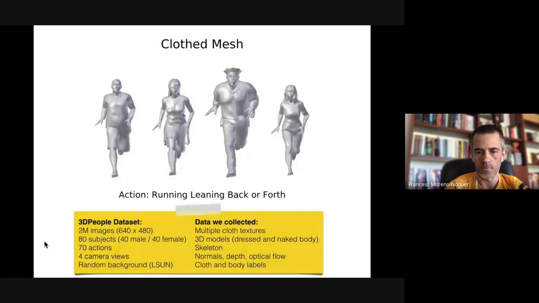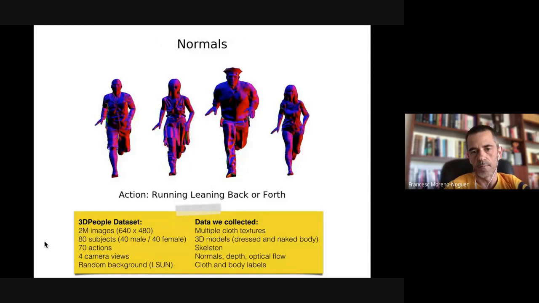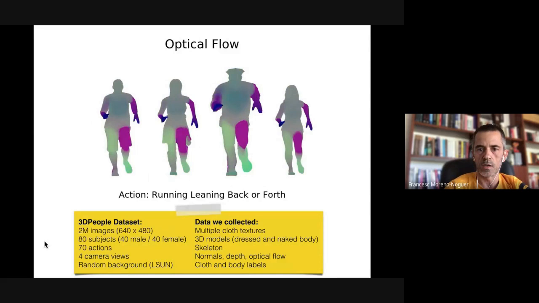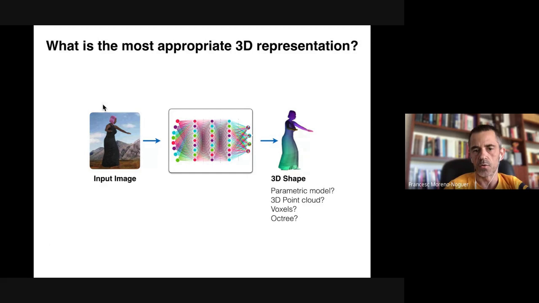So given this large data set, we can then tackle different problems. And the one that we wanted to tackle first was 3D shape reconstruction from single images. So here we had an input image of a dressed person, and we wanted to train the network to estimate his or her 3D shape of the body and clothes. All right. So here the first question was, what do we use to represent the 3D shape? Do we use a parametric model, a 3D point cloud, voxels, octree?